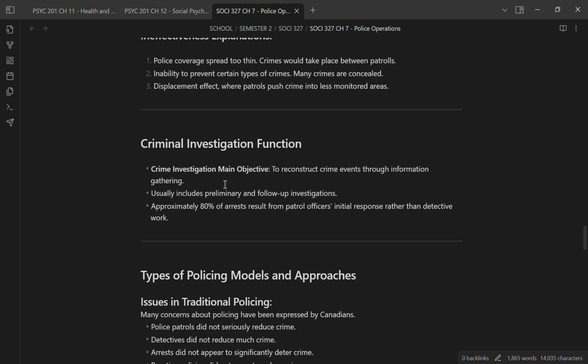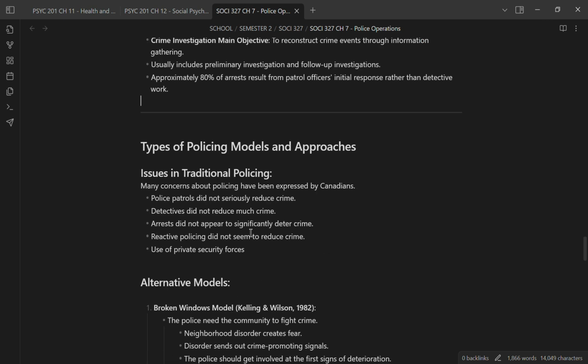Criminal investigation, let's look at this for a sec. When you're investigating crime, the goal is to reconstruct crime events through informational gathering. It usually includes a preliminary investigation, follow-up investigation. And 8 out of 10 arrests are due to an initial response rather than actual detective work in criminal investigation.